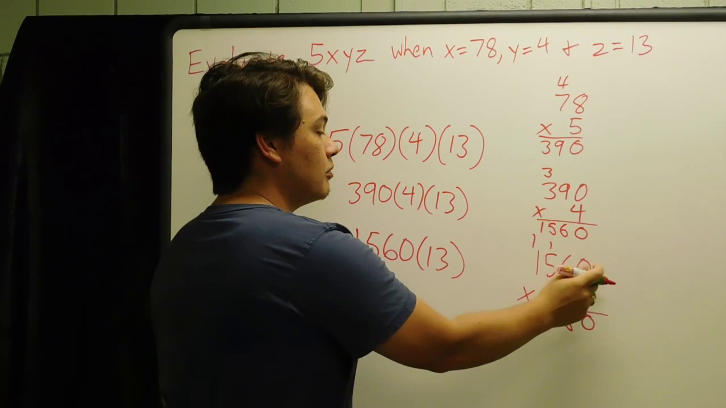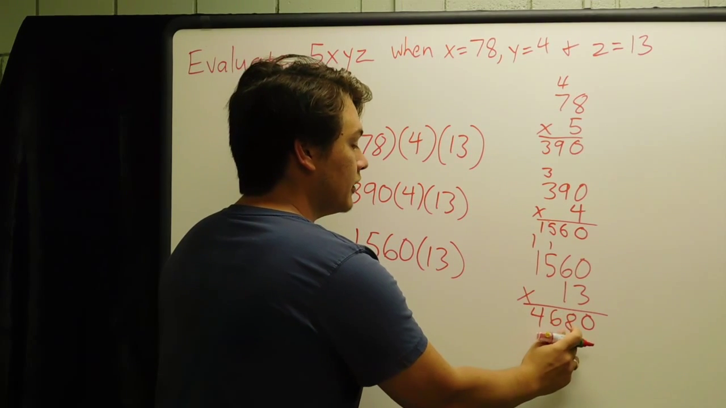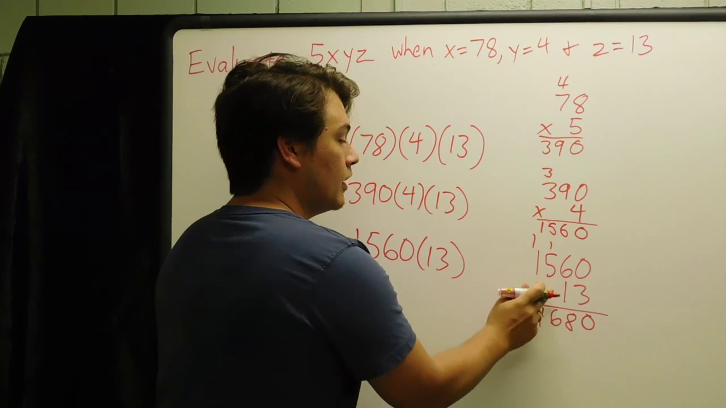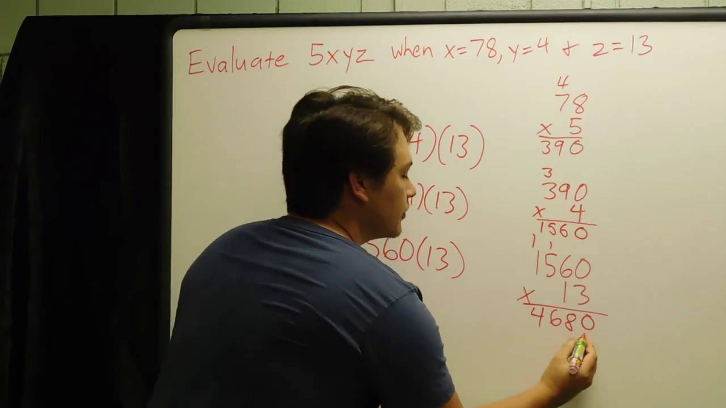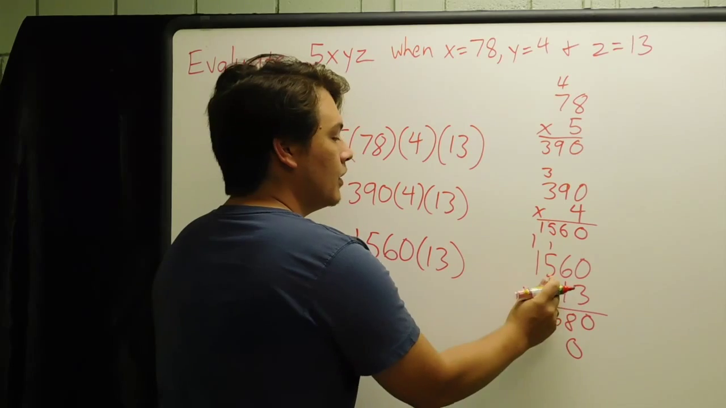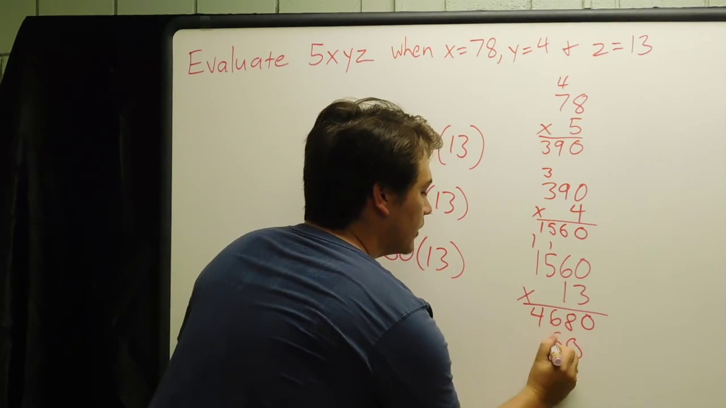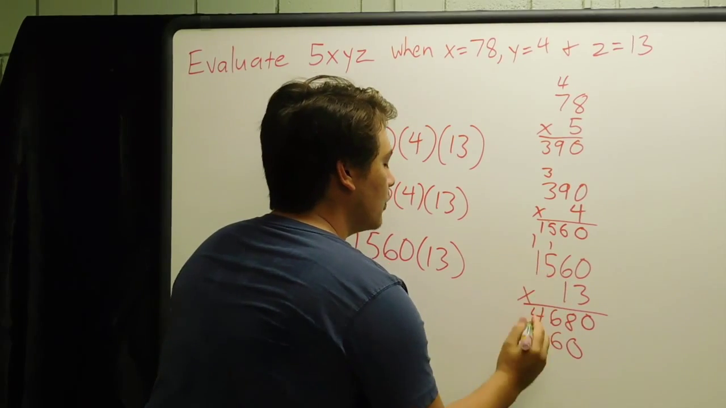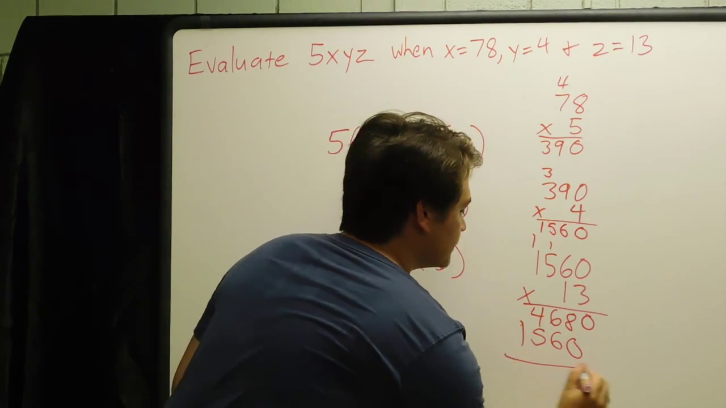Now we're multiplying 1 by everything as well. We're placing whatever we get here, not here. So 1 times 0 is going to give us 0. 1 times 6 is going to give us 6. 1 times 5 is going to give us 5. 1 times 1 is going to give us 1.